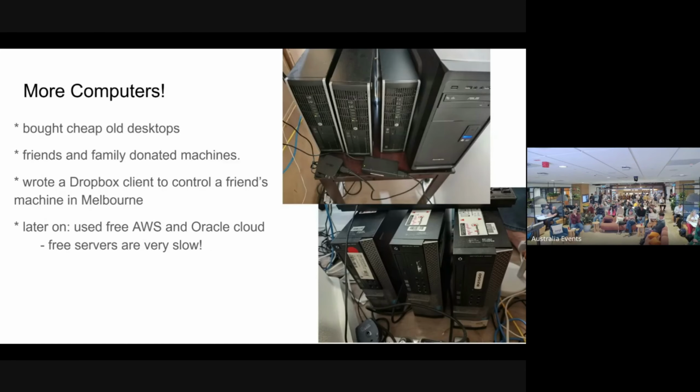So I got more computers. I bought old, cheap desktop computers. Friends and family donated computers to me. I wrote a Dropbox client to control a friend's machine in Melbourne so I could send the primes to her and get the results back automatically. Hello, Wendy, who's on the call. And then later on, I've used free AWS and Oracle Cloud, but they're quite slow, the free ones, because they don't expect you to run 100% 24/7. You can run like 10% 24/7, which makes them a bit slower.